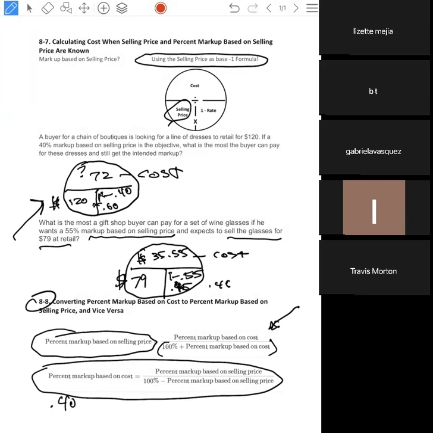But that's pretty much it for markups based on cost, and then video 1, markups based on selling price. Now we're going to move into markdowns. Any questions before I move on?